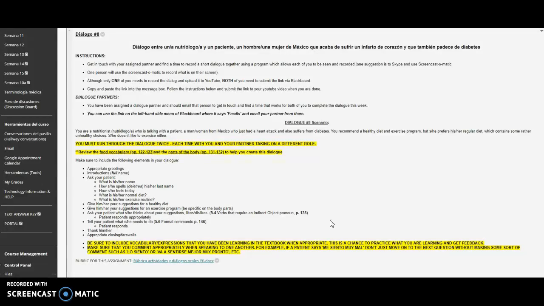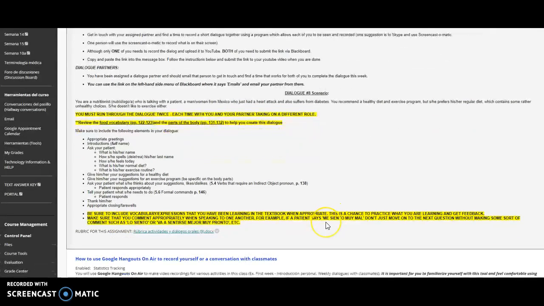Make sure you comment or react appropriately. For example, if a patient says, me siento muy mal, don't just move on to the next question without making some sort of comment such as lo siento or va a sentirse mejor pronto. Okay?